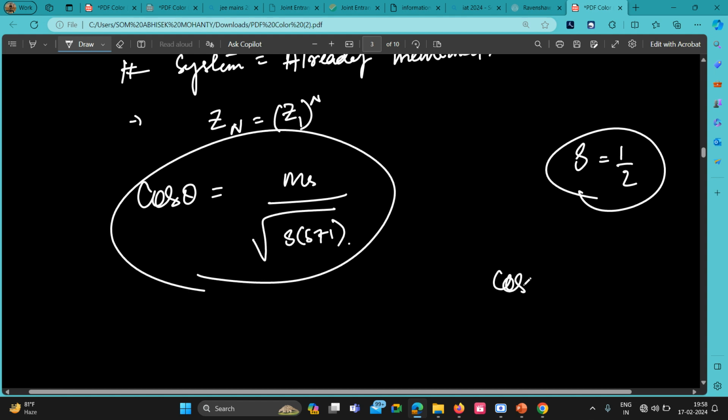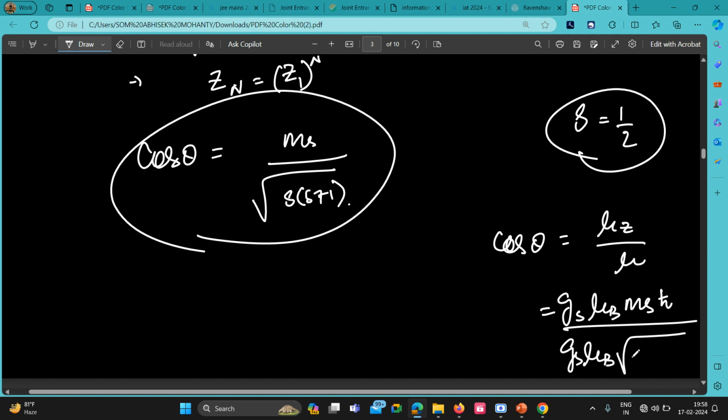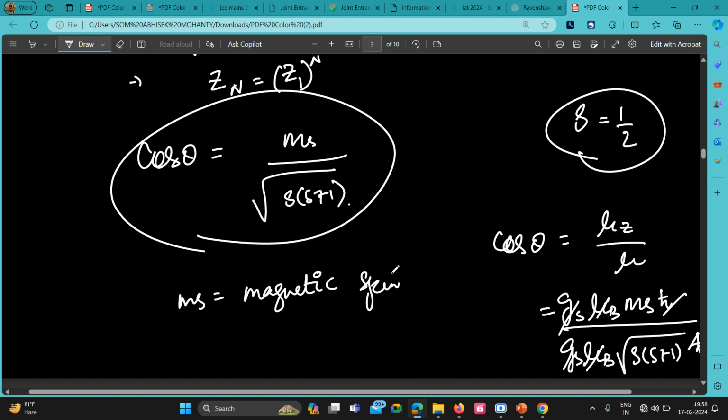How did this come? Cos theta is equal to mu z by mu. Mu z is what? If you do all the calculation, gs mu B ms h cut divided by gs mu B root over of s whole into s plus 1 h cut. So h cut cancelled, mu B, gs cancelled. So what is left? Ms by root over of s whole into s plus 1, where ms is equal to what? Magnetic spin quantum number.